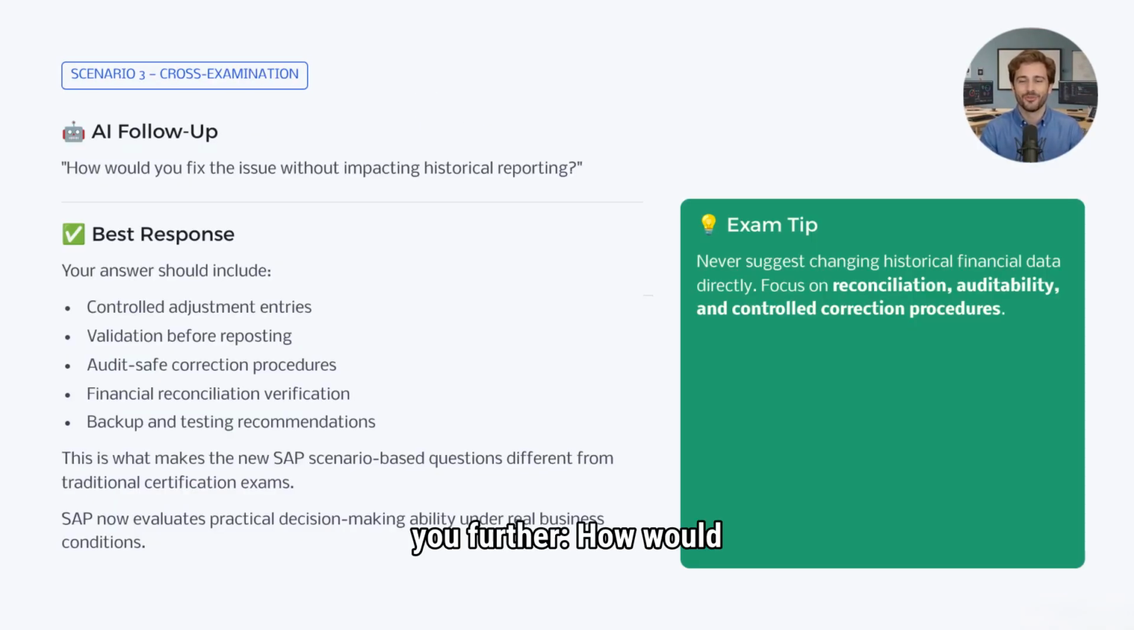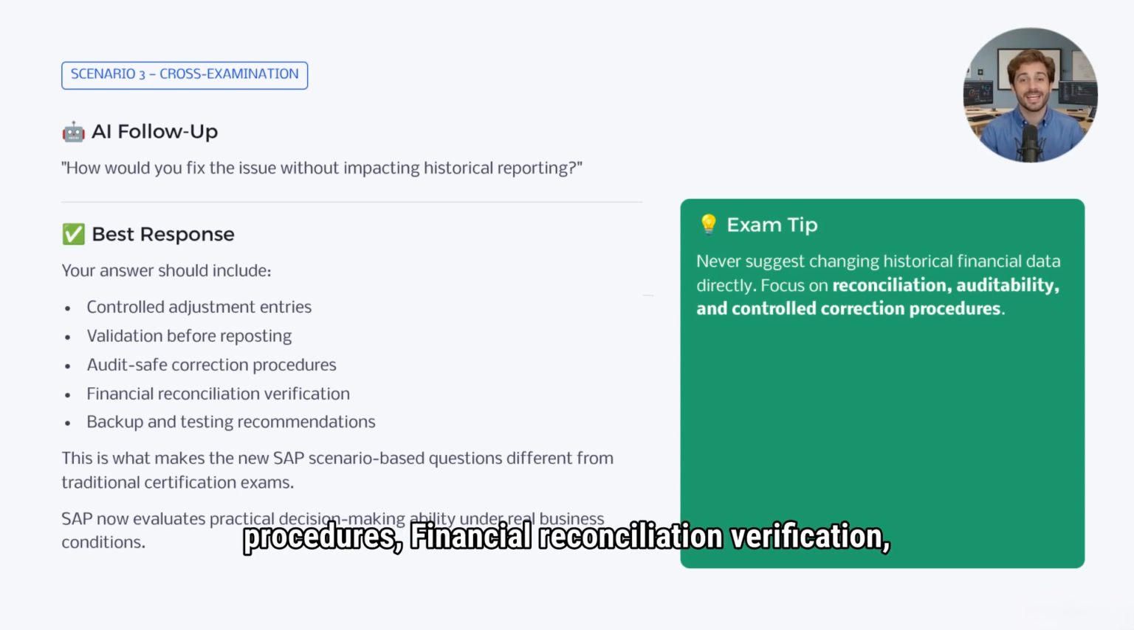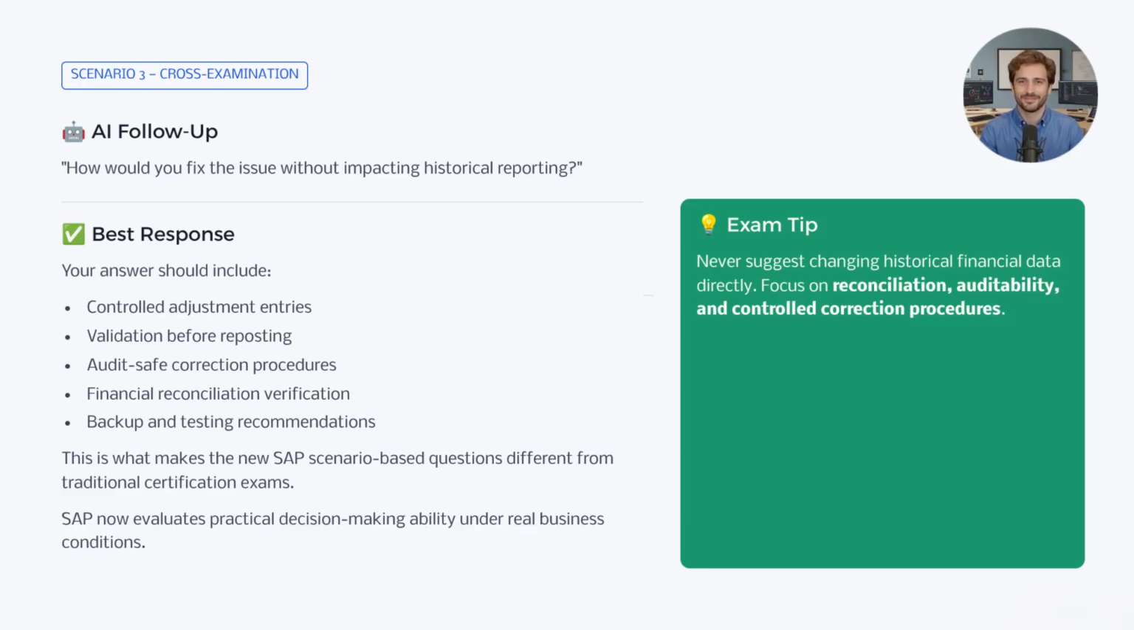Now the AI challenges you further. How would you fix the issue without impacting historical reporting? Your answer should include controlled adjustment entries, validation before reposting, audit-safe correction procedures, financial reconciliation verification, and backup and testing recommendations. This is what makes the new SAP scenario-based questions different from traditional certification exams. SAP now evaluates practical decision-making ability under real business conditions. Exam tip: never suggest changing historical financial data directly. Focus on reconciliation, auditability, and controlled correction procedures.